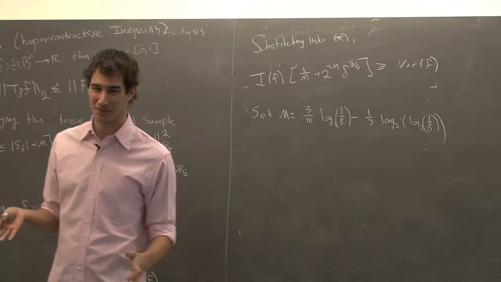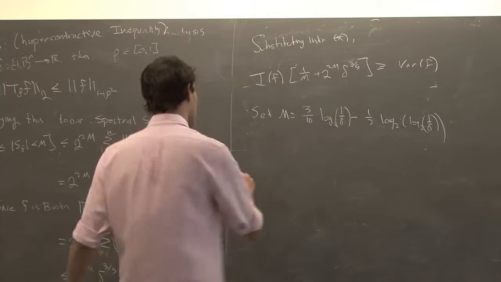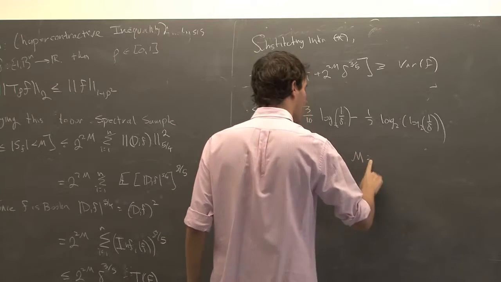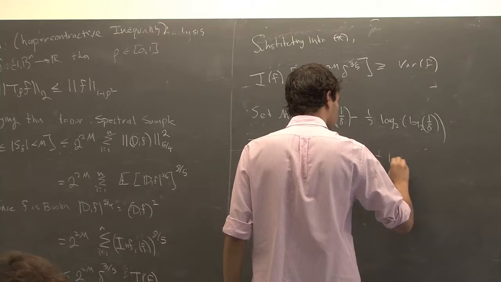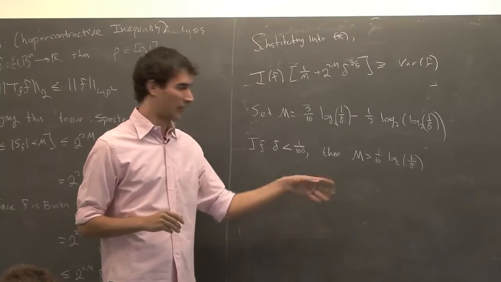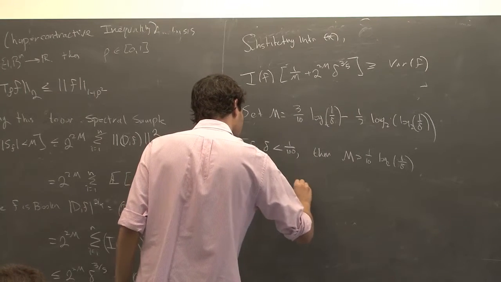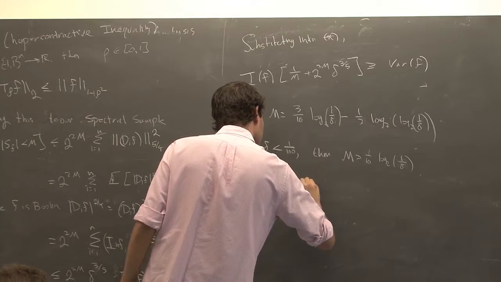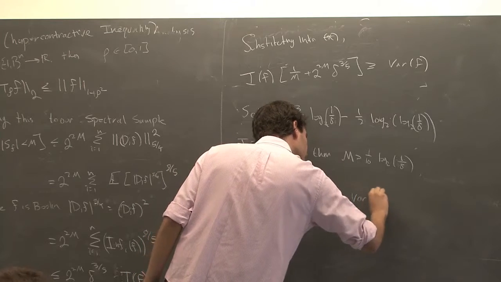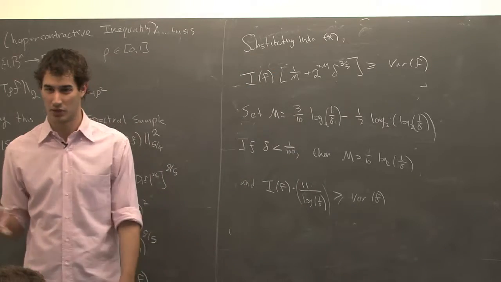Now, there is the issue if delta is very large, right? So if delta is, let's say, almost 1, we might have a bit of an issue here, right? So now we have to do some silly cases. So if delta is smaller than, let's say, 1 over 100, then m is going to be bounded below by, I don't know, 1 over 10. So the subtracting term is not that important. I picked 1 over 100 almost arbitrarily. I just needed some constant. It's 11. And just substituting everything in, I get this. The 11 is pretty arbitrary. I just picked a constant to make it work.